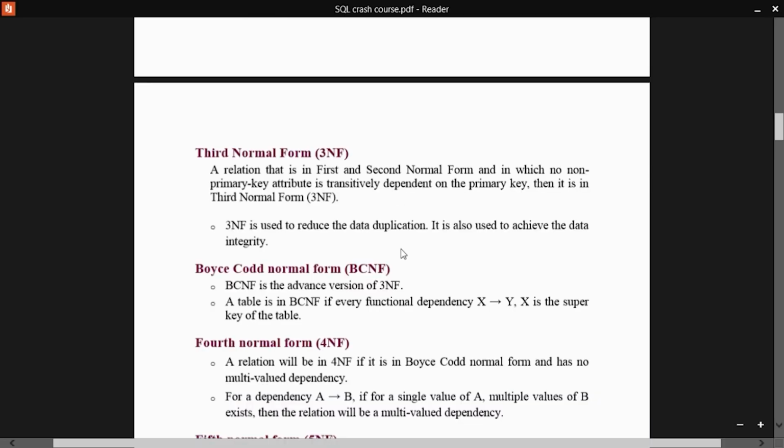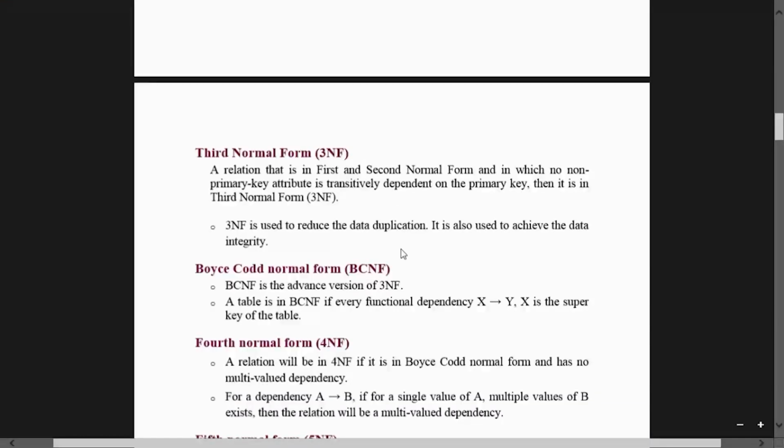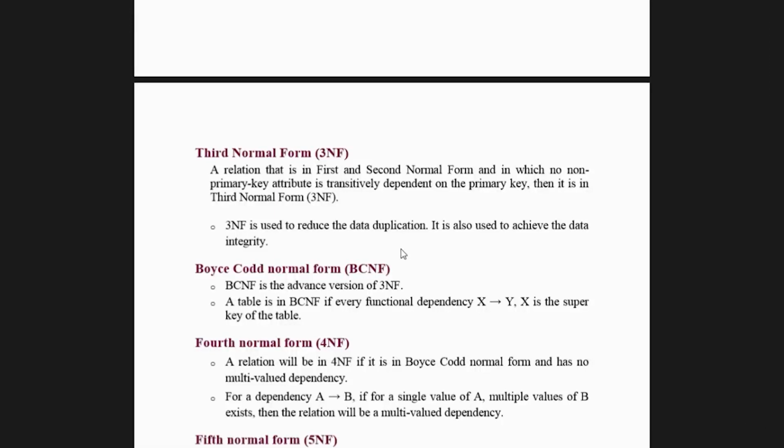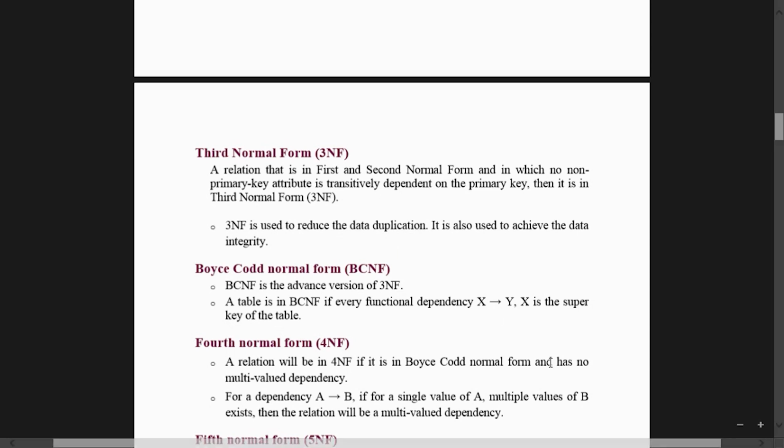Let's move ahead with the BCNF, which is the Boyce-Codd normal form. It is the advanced version of the 3NF, and a table is in BCNF if for every functional dependency X tends to Y, X is the super key of the table. Okay, here this is a representation for dependency, which is Y is dependent on X, where X is the super key of the table. Let's understand this again with the example.